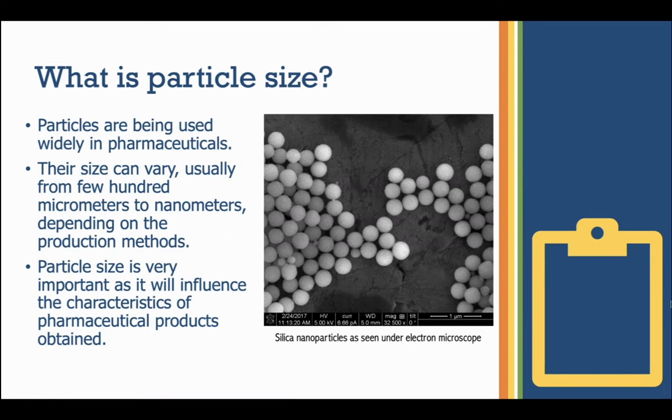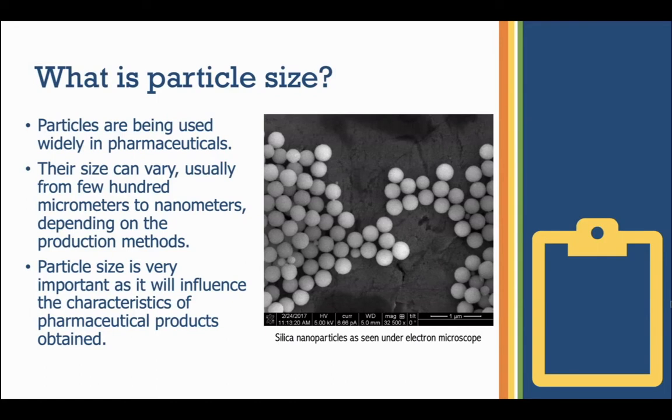Okay, particles are being used widely in pharmaceuticals. In the production of pharmaceutical products, many products are used or begin in the form of powder. So this powder has to be characterized accordingly and in detail, because we need to know the characteristics of these particles, because their characteristics will influence the processing or the type of process that we will choose during the production.